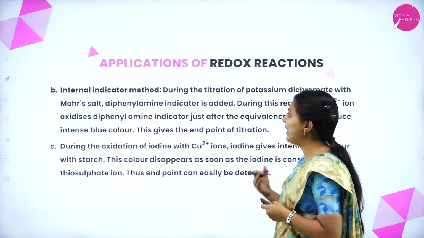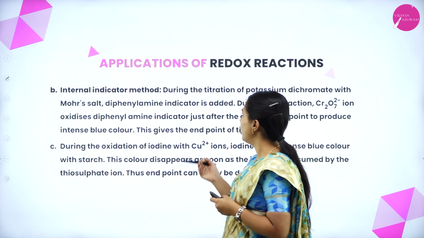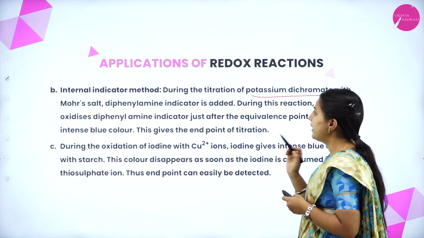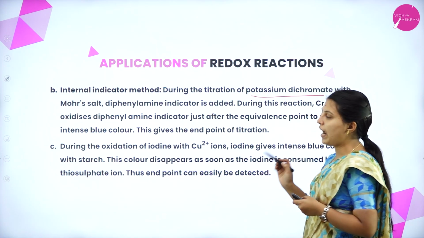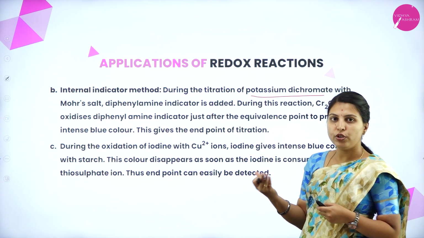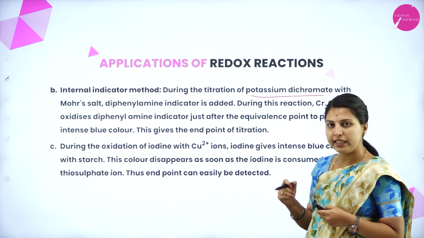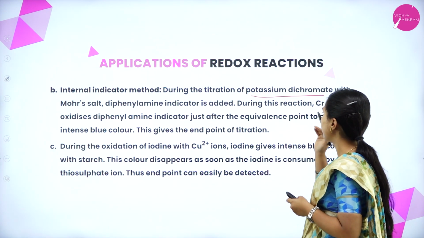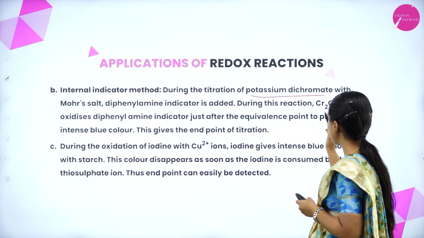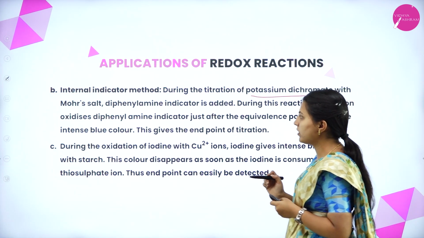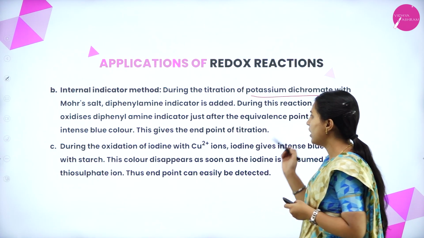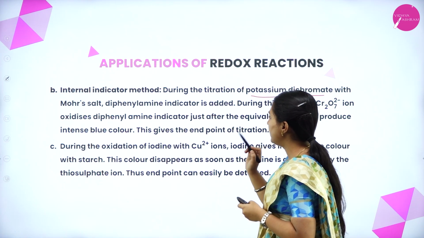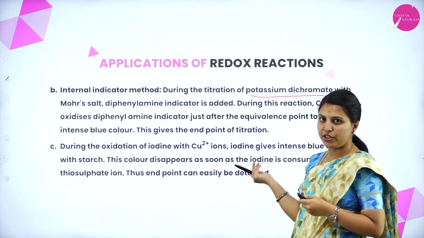Another one, the internal indicator method. During the titration of potassium dichromate with Mohr's salt, diphenylamine indicator is added. In the self-indicator method, there is no need of using an indicator. In the internal indicator method, you have to use some indicator as an internal indicator. During this reaction, the dichromate ion oxidizes the diphenylamine indicator just after the equivalence point to produce an intense blue color. This gives the end point of the titration.